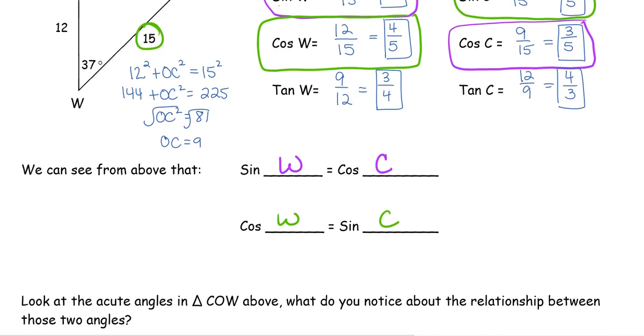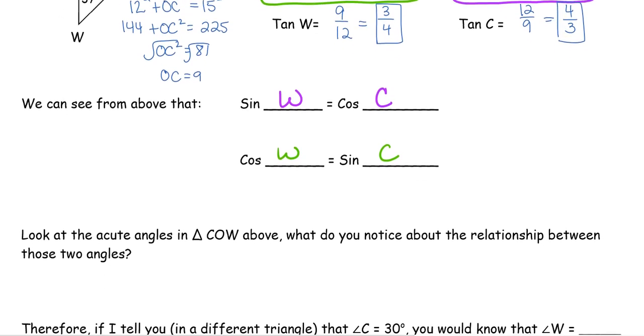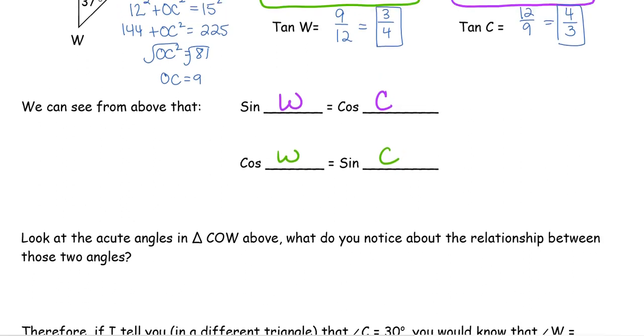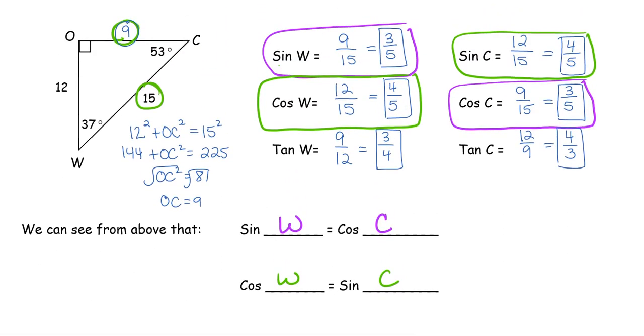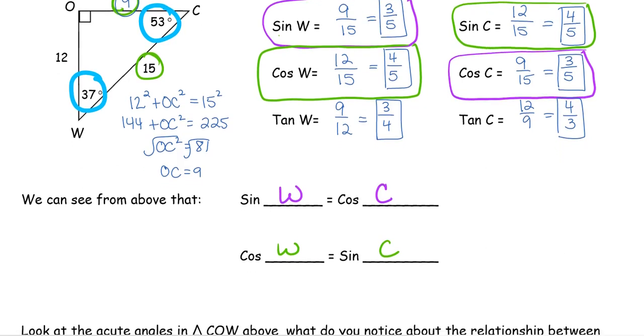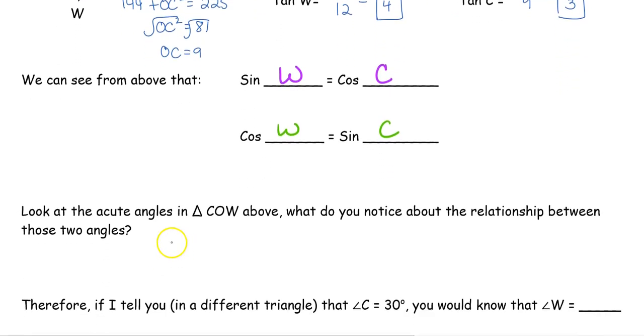It says, look at the acute angles in your triangle above. What do you notice about the relationship between those two angles? If I look at these two angles here, we've got angle 37 and angle 53. It said the acute angles. So if we look at 37 and 53, it just so happens that they add up to 90, which means that they are complementary.